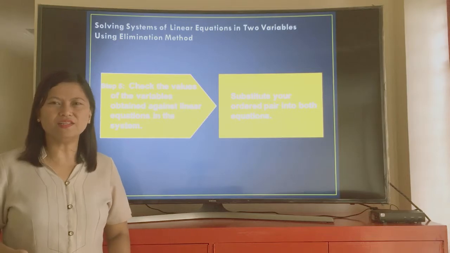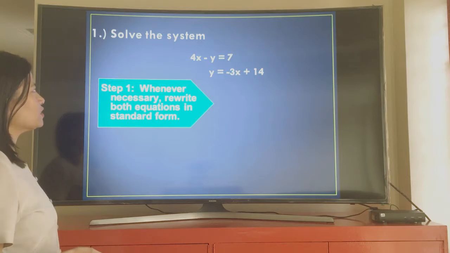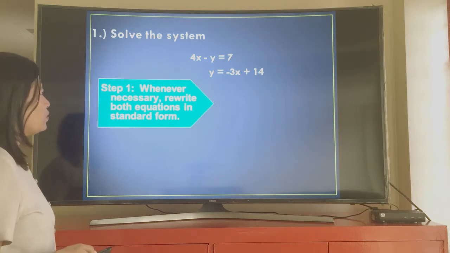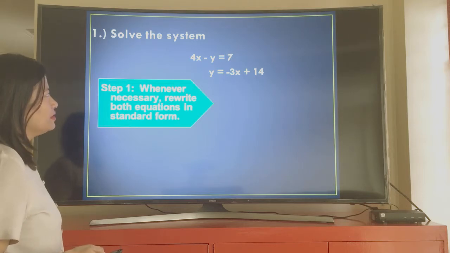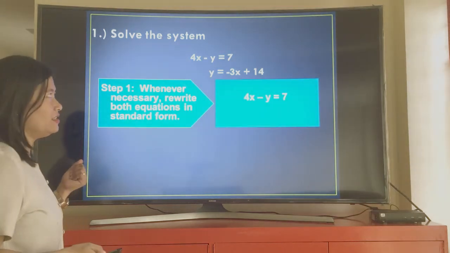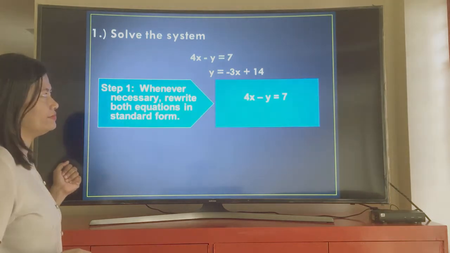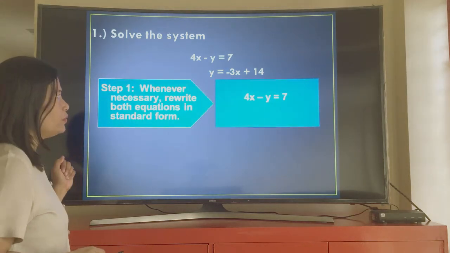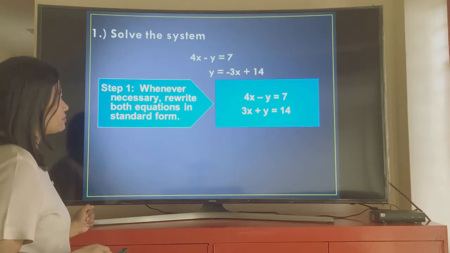Let's have example 1. Solve the system 4x minus y is equal to 7 and y is equal to negative 3x plus 14. So step 1, whenever necessary, rewrite both equations in standard form. Equation 1 is in standard form already. What about equation 2? Rewriting equation 2 in standard form, we have 3x plus y is equal to 14.